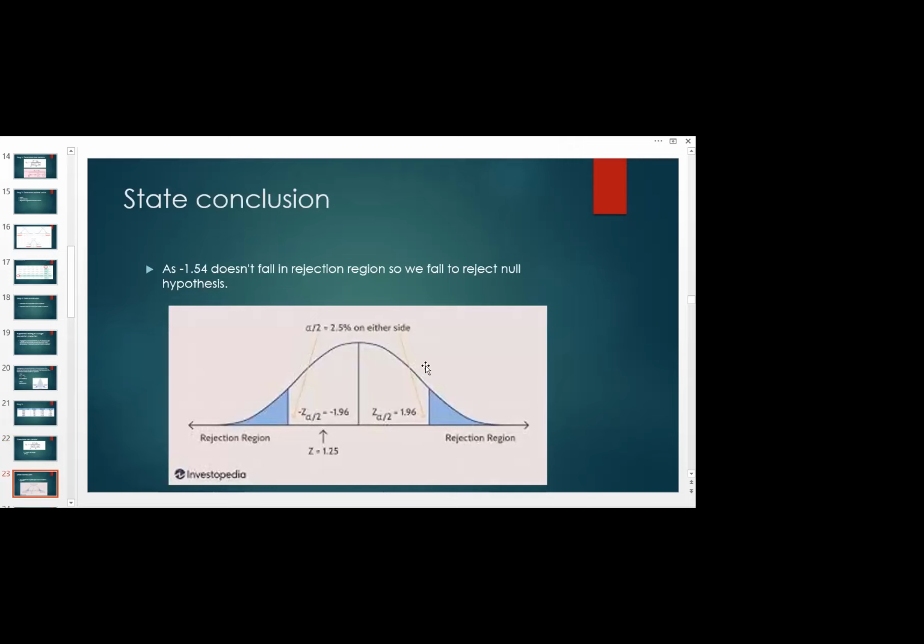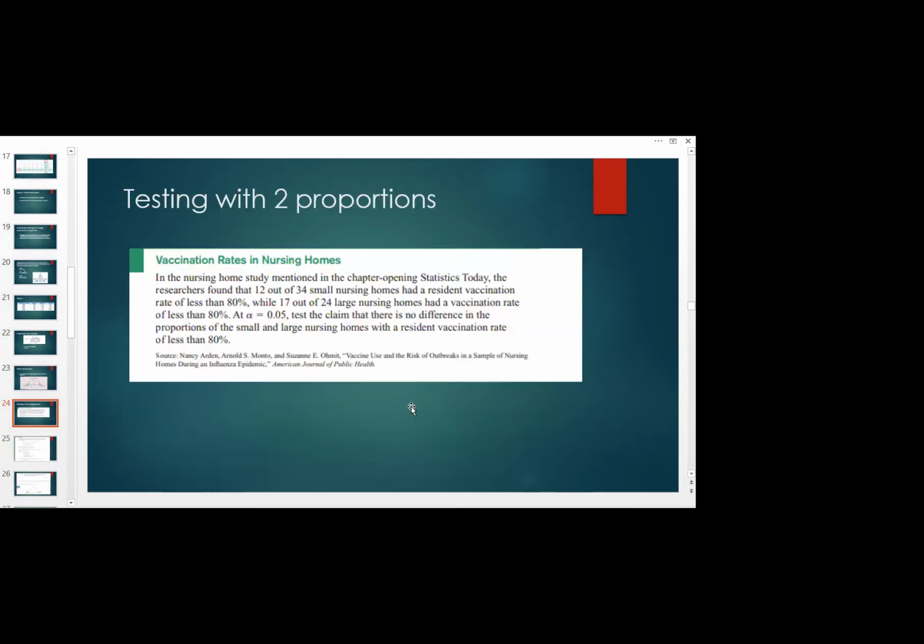So then we can draw the normal distribution curve. Now the Z value is minus 1.45. Now our critical values were minus 1.96 and plus 1.96. So we cannot reject the null hypothesis.